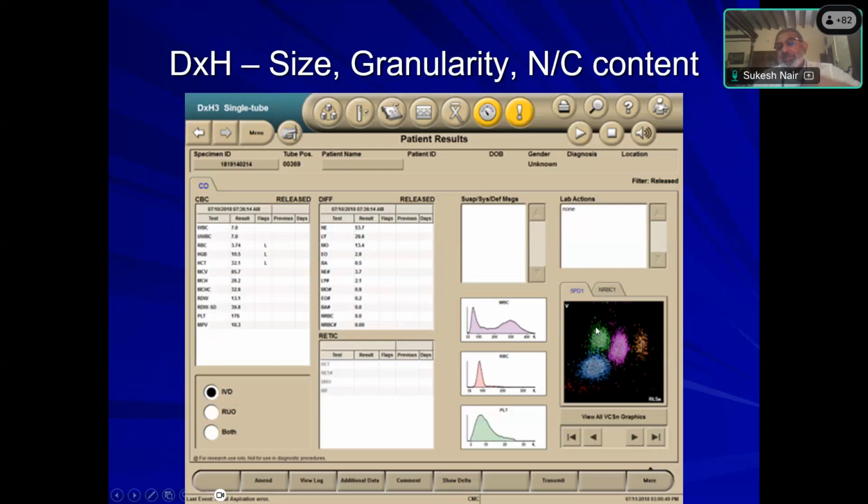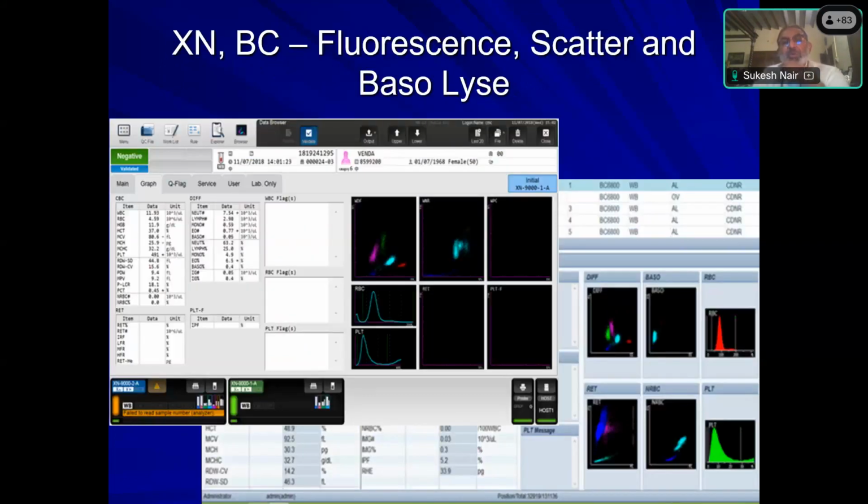Now, obviously, the basophils are hidden behind the lymphocytes, and they use the third axis, that is the nucleocytoplasmic ratio, to differentiate between lymphocytes and basophils. Now, here you have fluorescent-based cell counts. You can see that along the x-axis again is scatter, and along the y-axis is fluorescence.